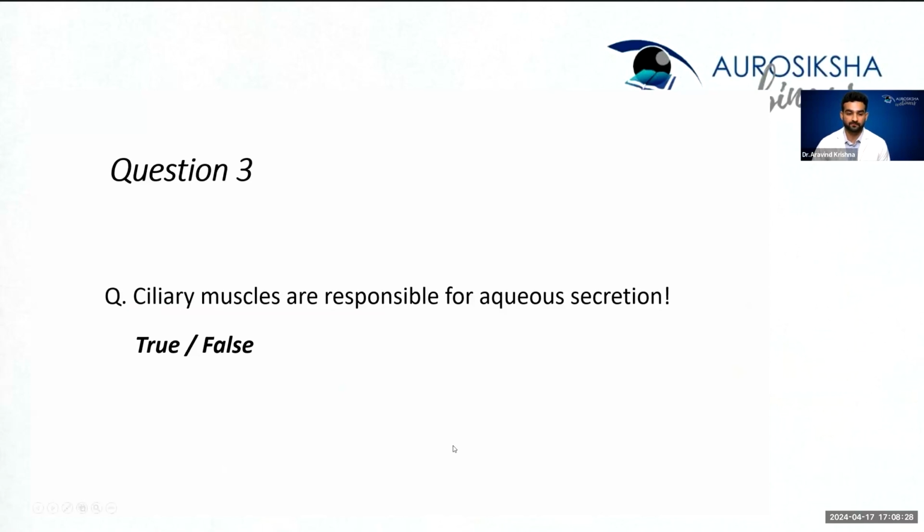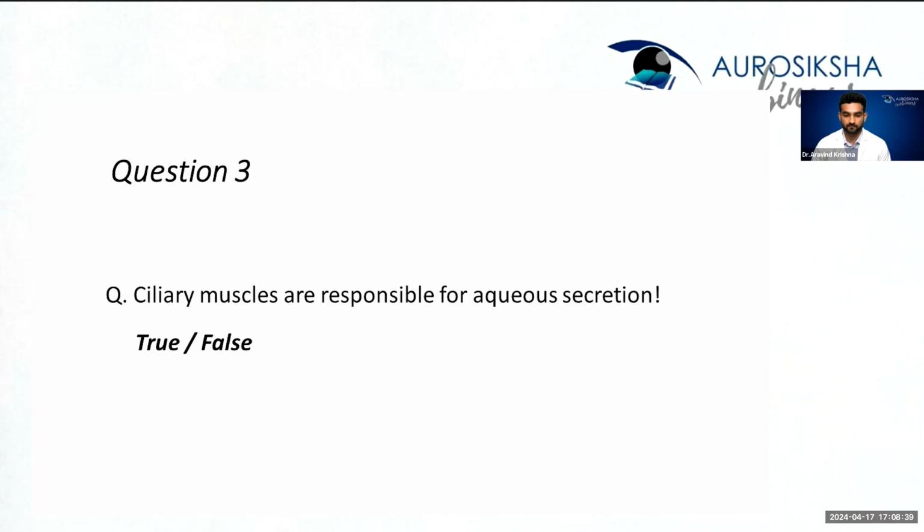So coming to the third question: ciliary muscles are responsible for aqueous secretion. This is a true or false question, and it has only two options. So I think you can bring up the poll now. Okay, we have 63% who said true. Actually, the answer is false, because the ciliary muscles are not responsible for aqueous secretion. The ciliary muscles are responsible for accommodation. Aqueous secretion is done by the ciliary processes.